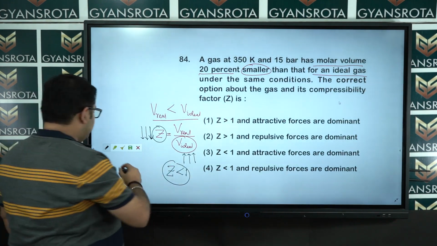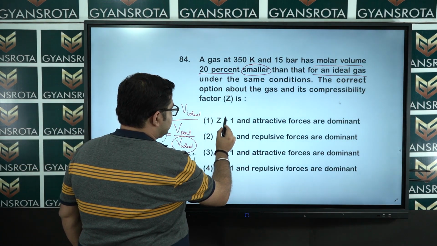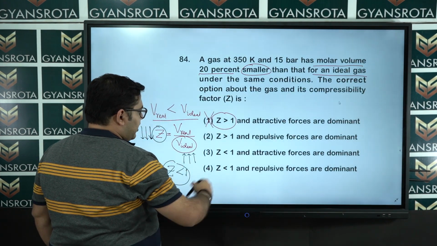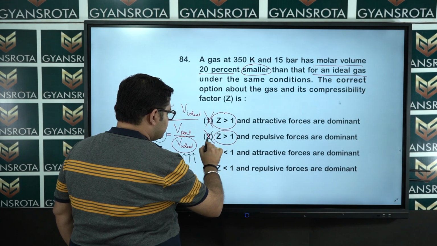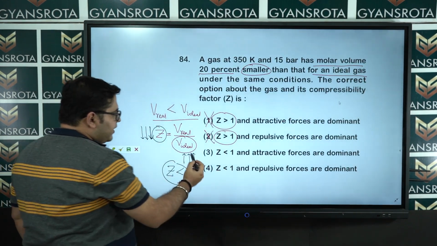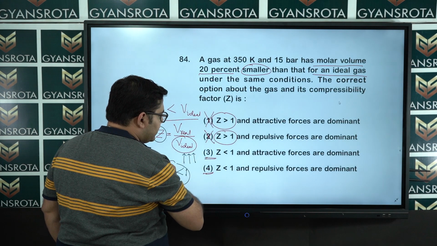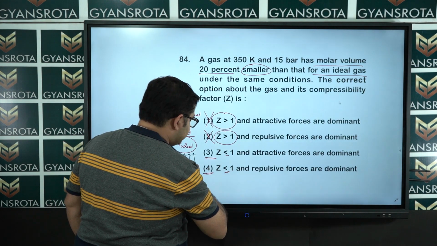Now, if you see in your options, option number 1 has Z greater than 1, so this we can neglect. Now, if you see option number 2, Z is greater than 1, so this one also we can neglect. Now, we are left with only two options, option number 3 and option number 4. In option number 3 Z is less than 1, and option number 4 also has Z less than 1.